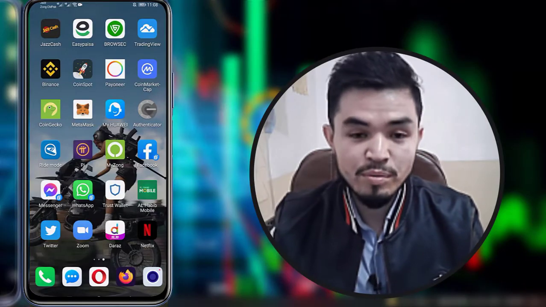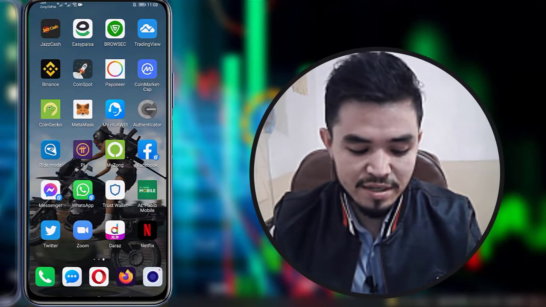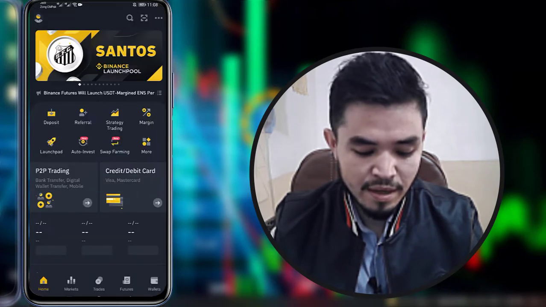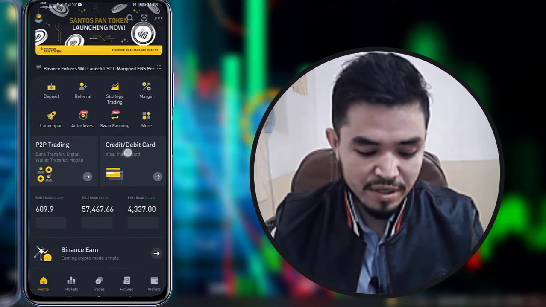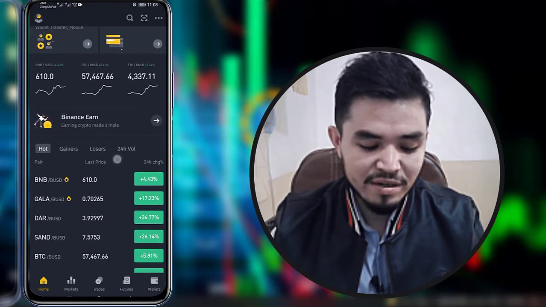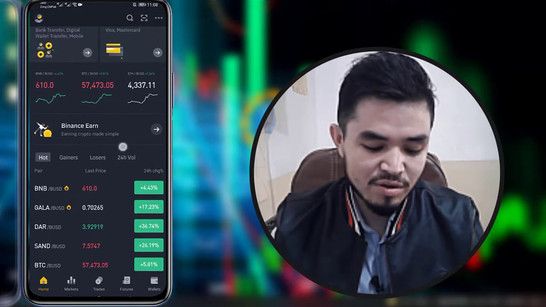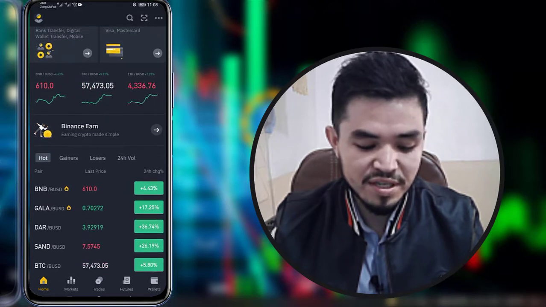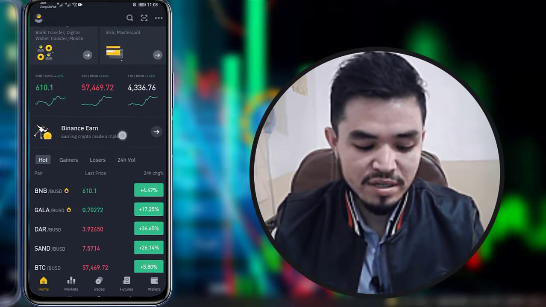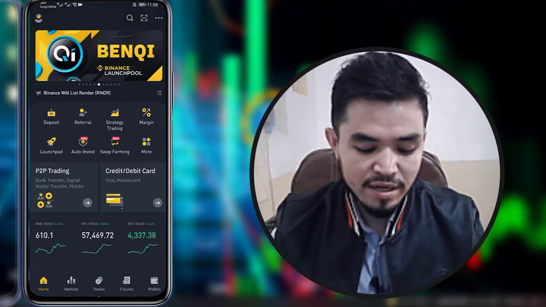Right now I am on a mobile device. Here you can see there is the Binance app. I will open that. You can see swap farming. Let me show you the condition of the market on Binance. Here you can see Bitcoin is 57,473, and here is the swap farming. Click on that.